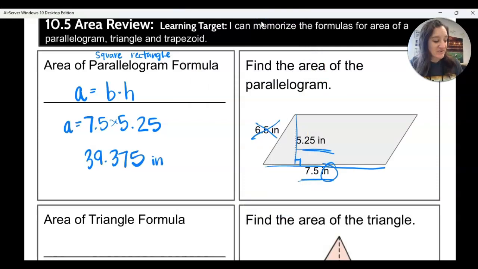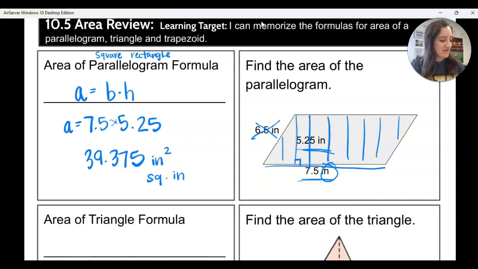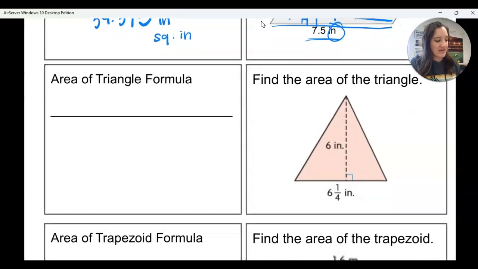And because we are finding area, we're going to make sure that we do inches squared or square inches. Why squares? Because what I just found out is that inside this parallelogram, there are going to be almost 40 squares inside of it, and that's why it is inches squared.